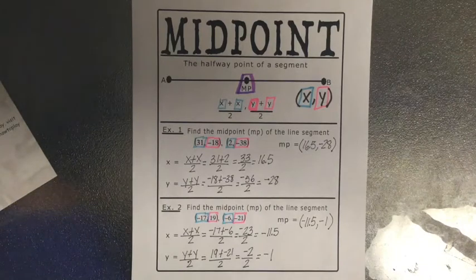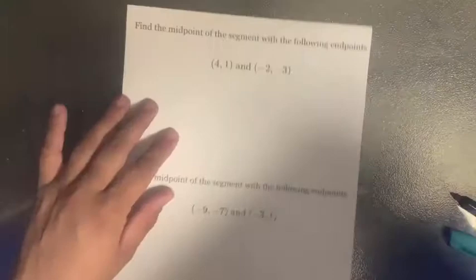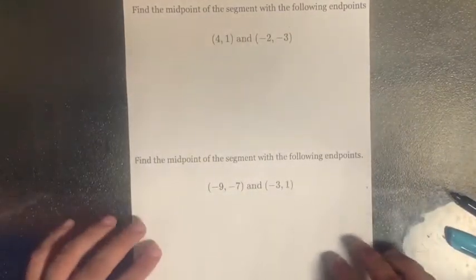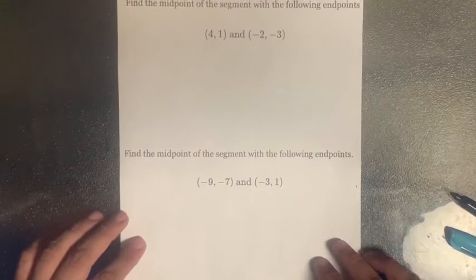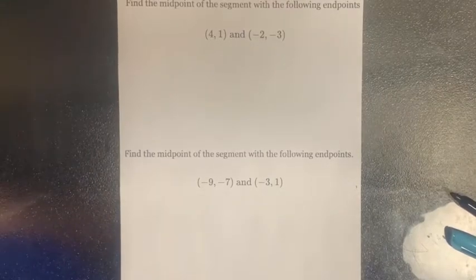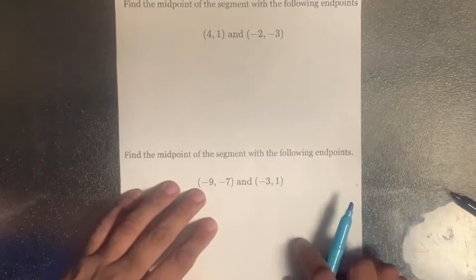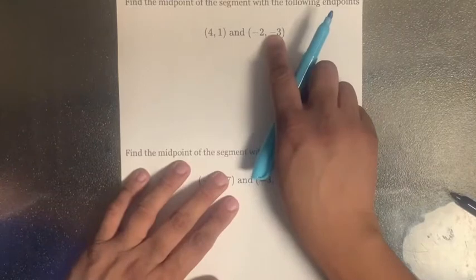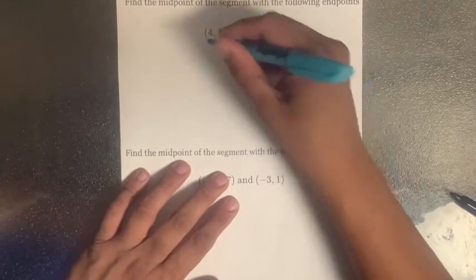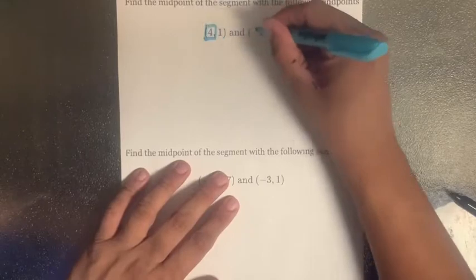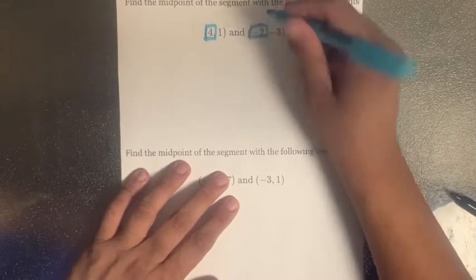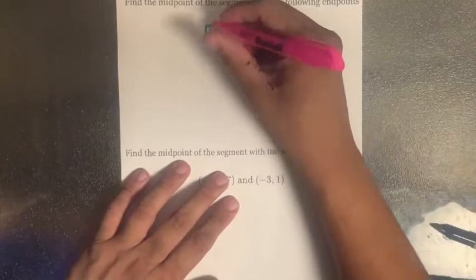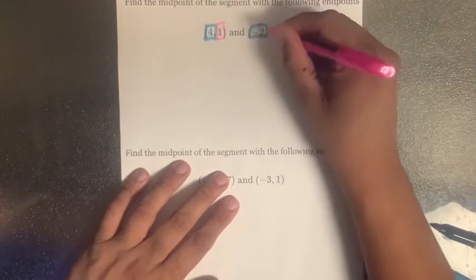And that's what the notes on midpoint look like. Examples from Delta Math. So I have my sheet here. I'm going to find the midpoint of the segment with the following endpoints. So this is one end and this is another end. Again, my x's are in blue, my y's are in pink.